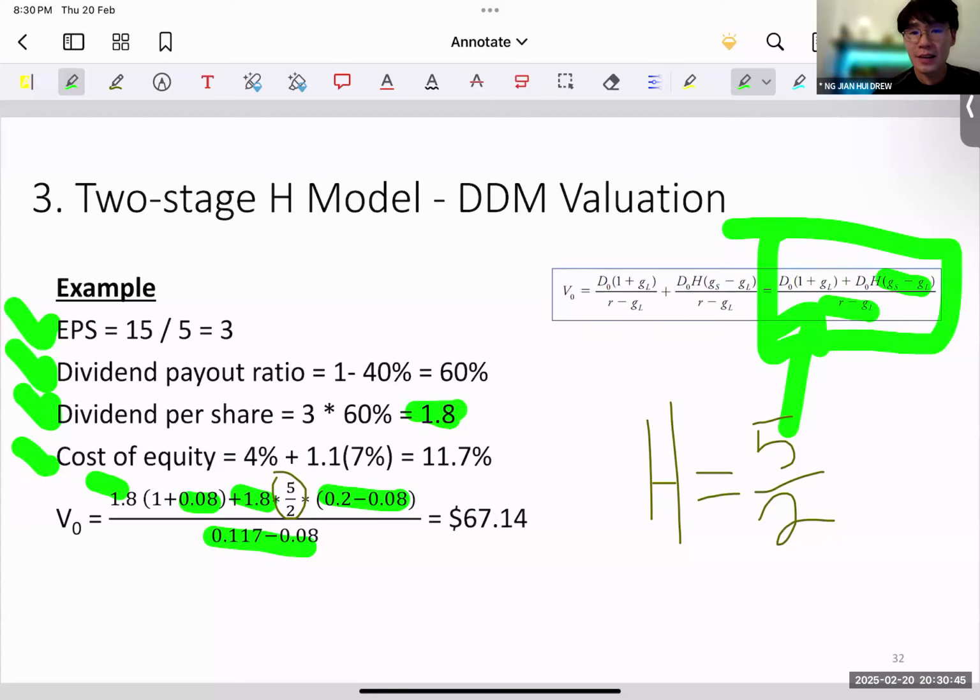Any questions? So you'll see that actually the H model is a bit easier in terms of less calculation because we have just an estimation formula for you to estimate the value. And so because of that, it's not too complicated compared to your simple two-stage model where you need to use Excel to actually calculate.